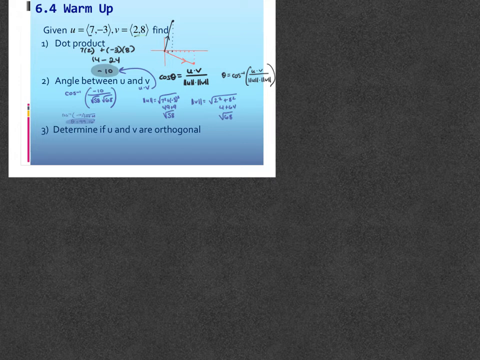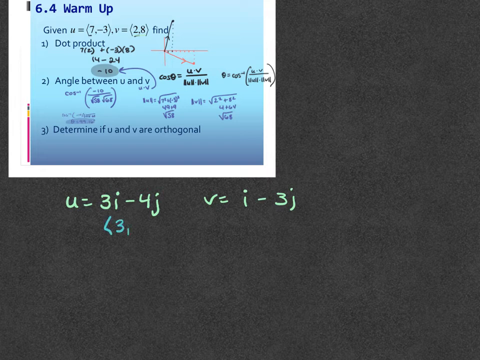Speak up. Did you find it, Taylor? Oh yeah. U equals 3I minus 4J, and then V equals I minus 3J. Okay, so this is 3, negative 4, 1, negative 3. Are you ready? I sure am.